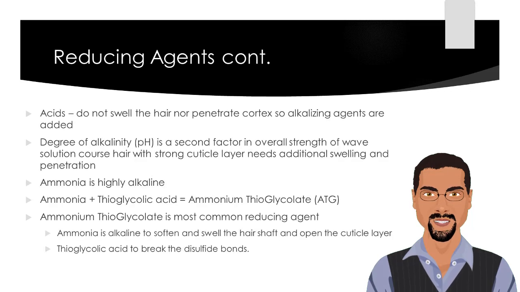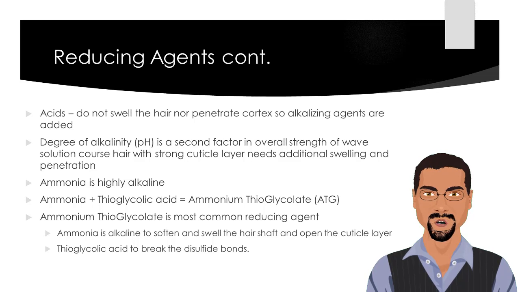Because acids do not swell the hair shaft, nor penetrate the cortex, it is necessary for manufacturers to add an alkalizing agent to the solution. The most common alkalizing agent added to permanent wave solutions is ammonia. Ammonia is highly alkaline with a pH of about 12. When manufacturers combine ammonia and thioglycolic acid, this creates a new chemical called ammonium thioglycolate, or more commonly referred to as ATG. Ammonium thioglycolate is the most common reducing agent used in permanent waving solutions.